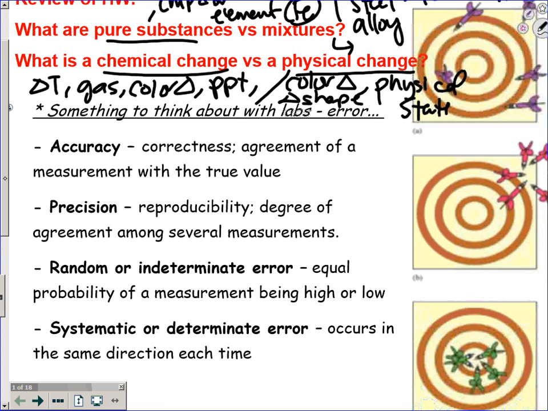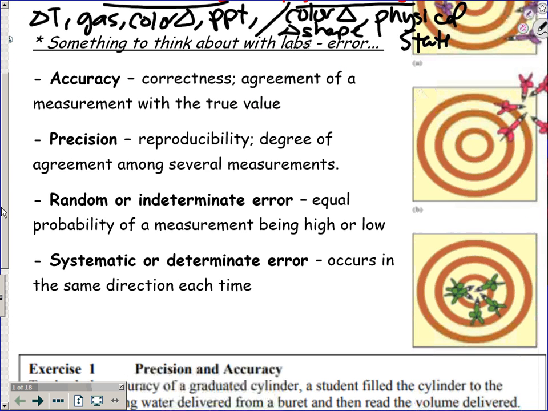2 and 3. So 2 is precise but not accurate. 3 is accurate and precise because it's actually hitting the true value.